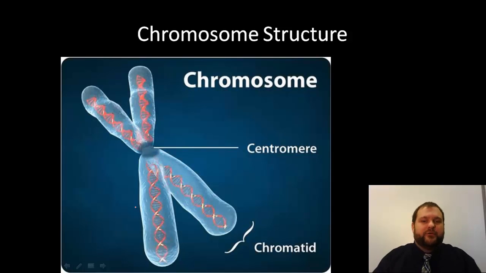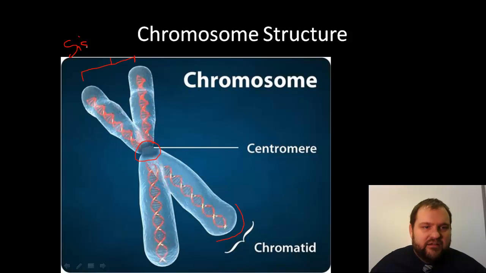If we take a look at the chromosome structure, what a chromosome looks like, this is a replicated chromosome. It contains this region in the middle called the centromere. And then it contains these little things coming off of it called chromatids. When we have a replicated chromosome with these two chromatids, these are what we call sister chromatids. So these are sister chromatids, and this would be the centromere, and that's the basic structure of a chromosome, fairly simple.